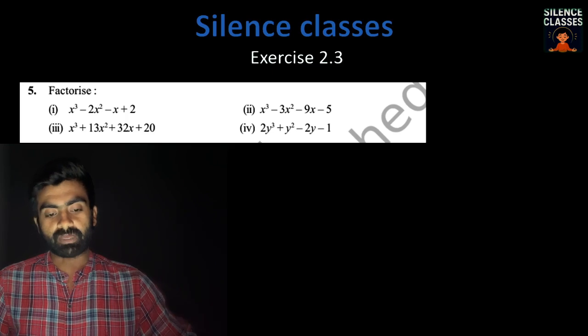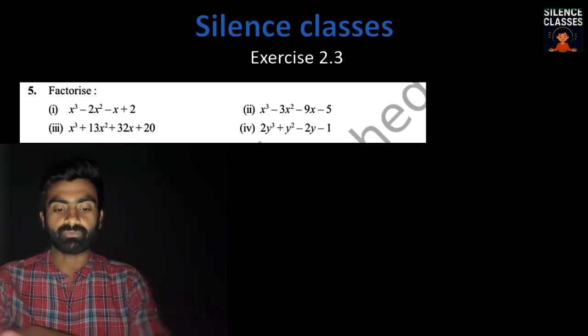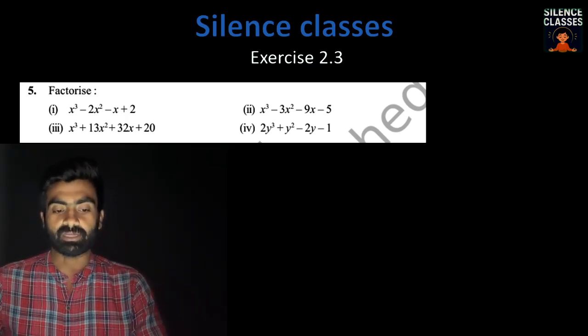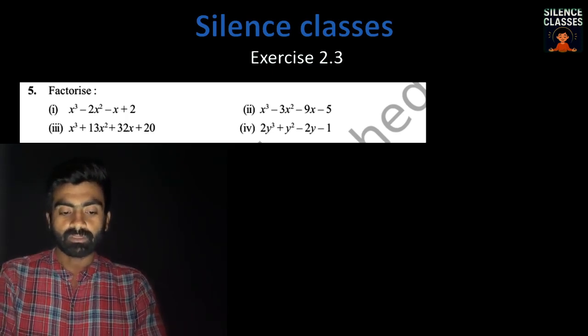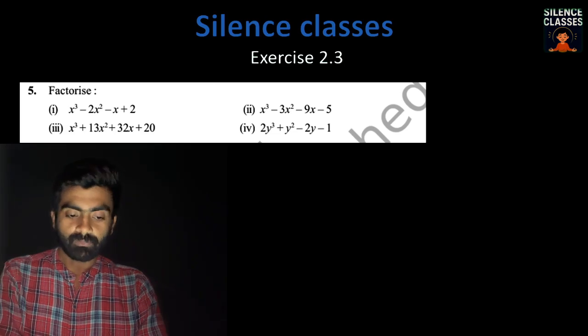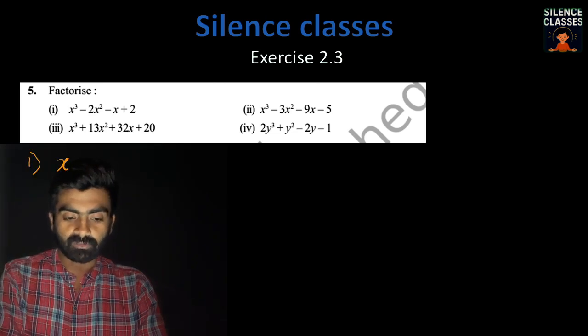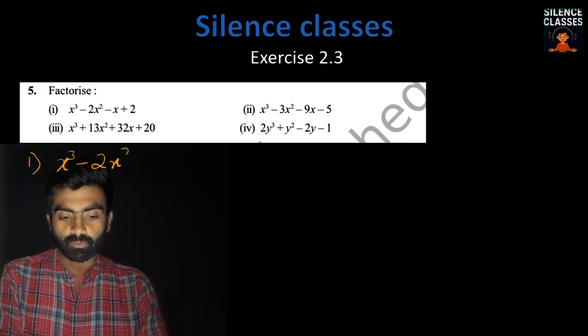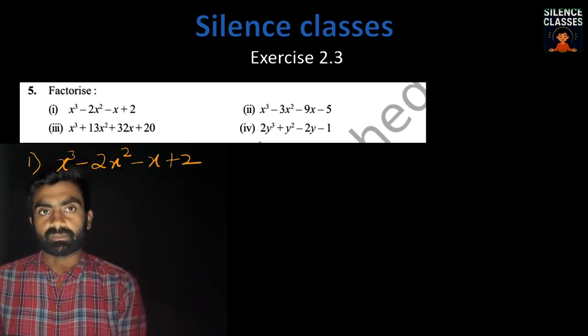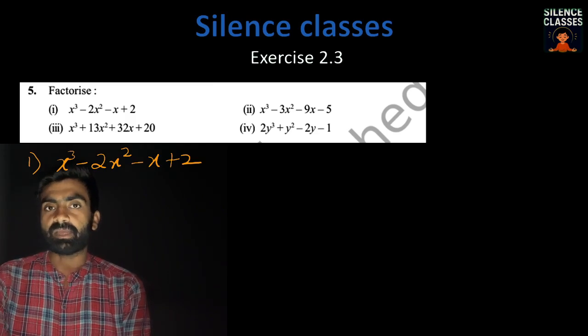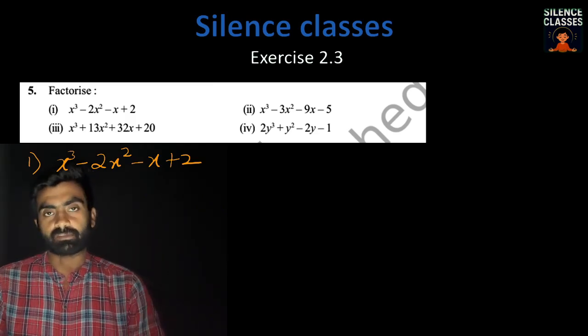Now question number 5 is saying factorize, meaning we have to factorize these equations and find out the factors. Okay, so first of all, over here it is a cubic polynomial. The polynomial which is given to us is a cubic polynomial. To solve a cubic polynomial, I have told you that there are some methods, but I will explain the easiest method.